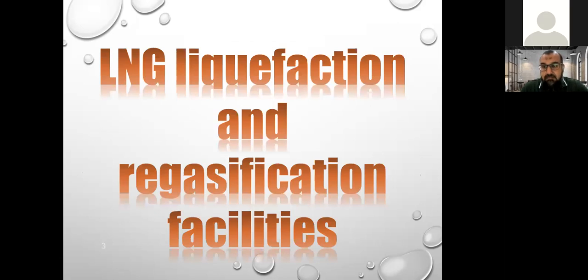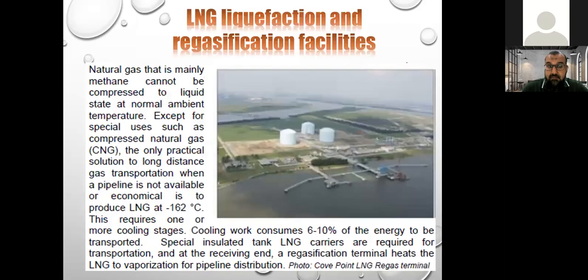What is the LNG? As I said, it is a liquefaction and regasification facility. The natural gas, which is pure gas, is mainly methane, CH4. CH4 is one carbon and four hydrogen, which gives me the methane, and this methane is the natural gas. And this natural gas is very important in the industry.